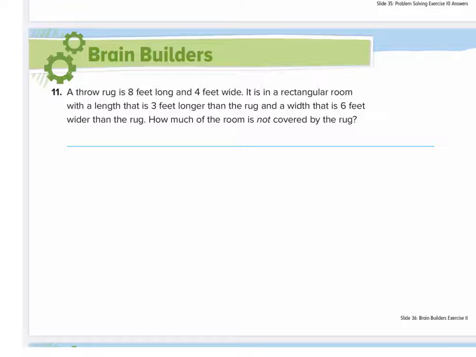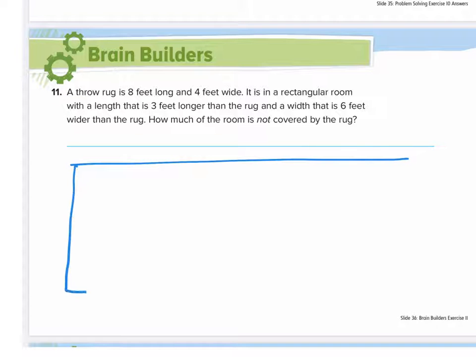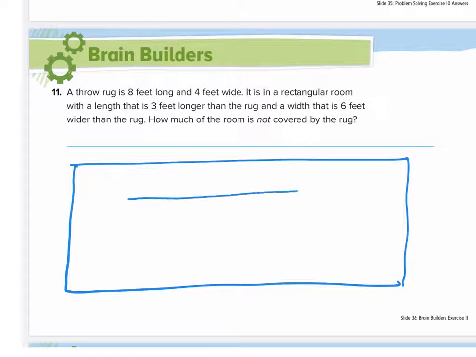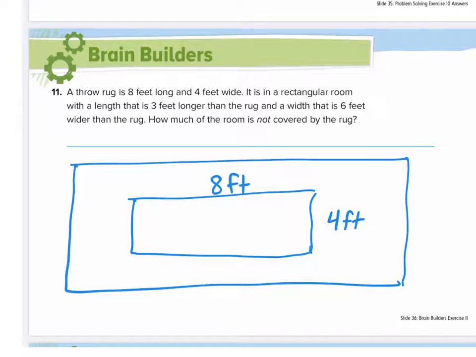So I'm going to draw a picture so I can visualize what's happening here. We have a room, and inside of the room we have a rug. The rug is 8 feet by 4 feet. And the room is 3 feet longer on the width, so 8 plus 3 is 11. And it is 6 feet wider than the rug. 6 plus 4 is 10.